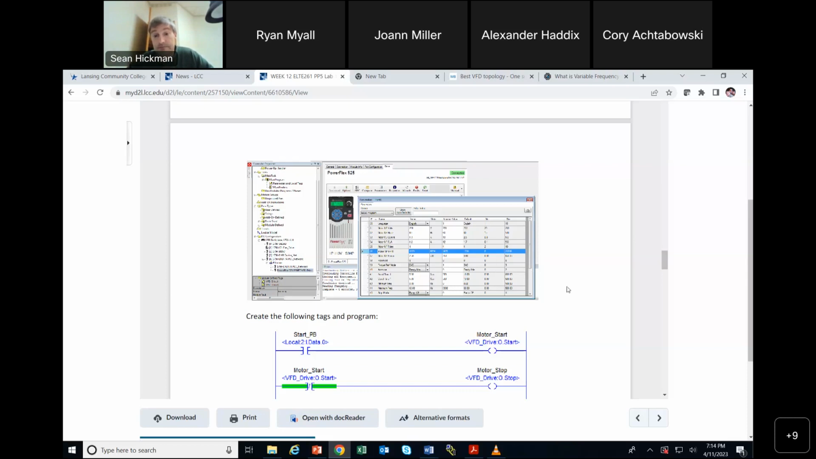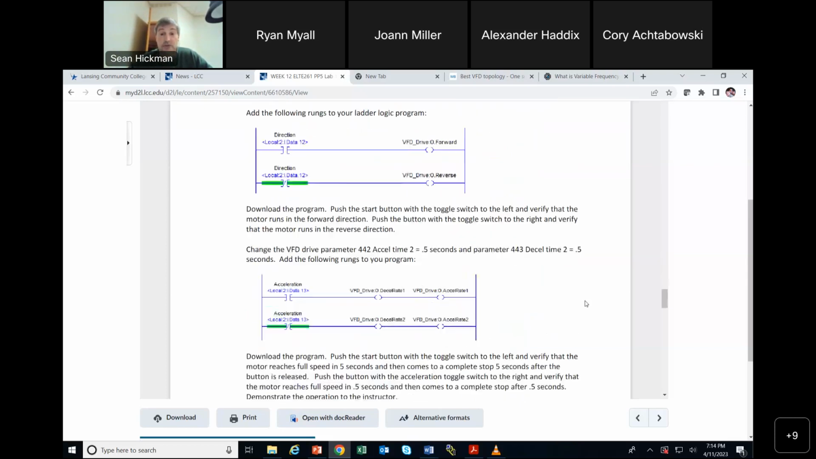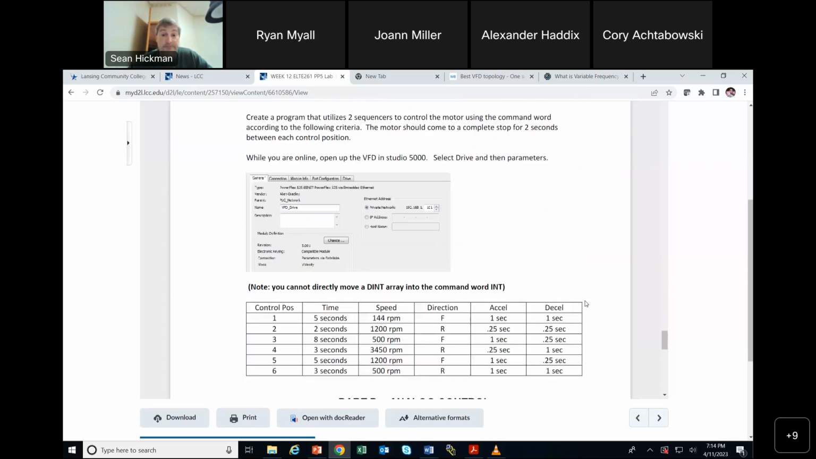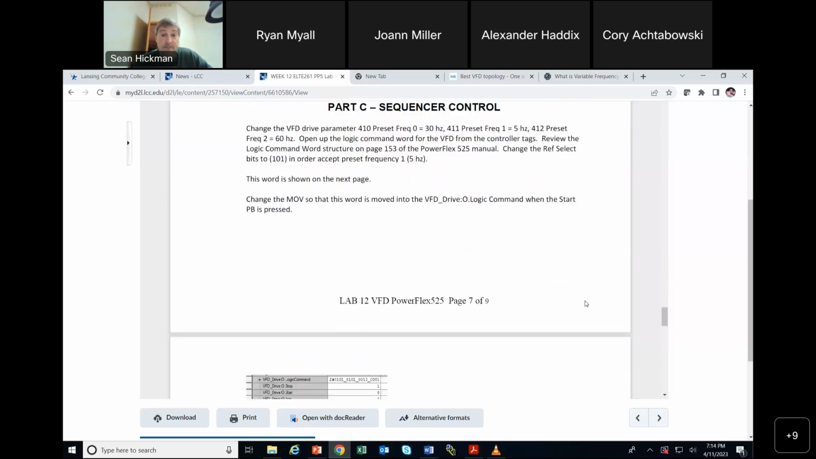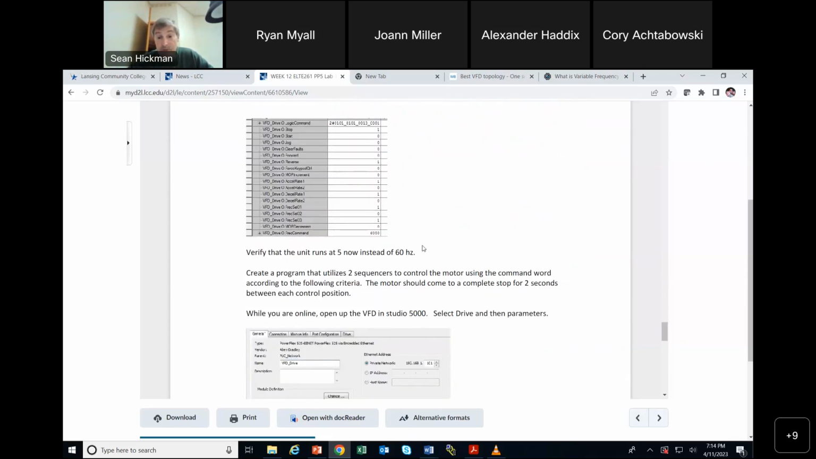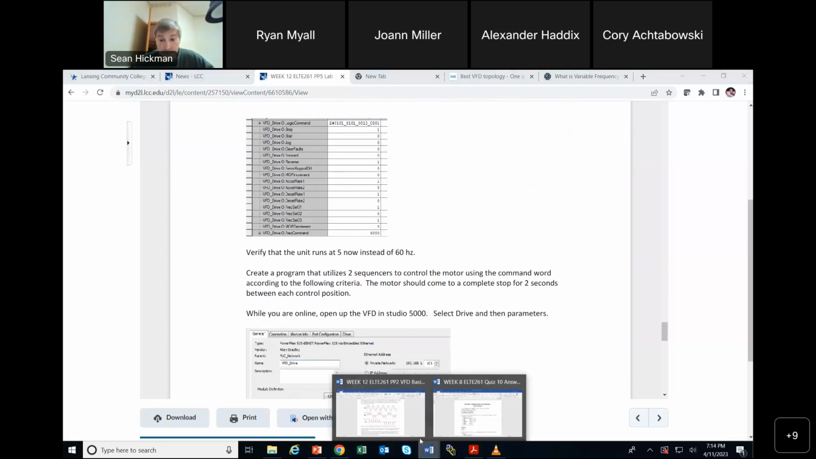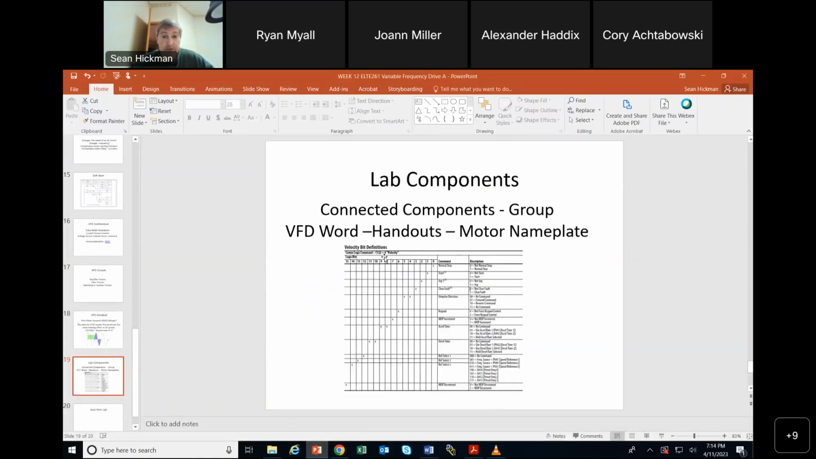But these ones, and these are what these hobbyists like, if you have 3-phase and stuff, 115 generates 3-phase, and then it just goes through here and shows you how to do it. All right, now once you get here, you're going to use the sequencer control. So what that is, this right here, VFD word handouts motor nameplate. Oh, I got it right here.